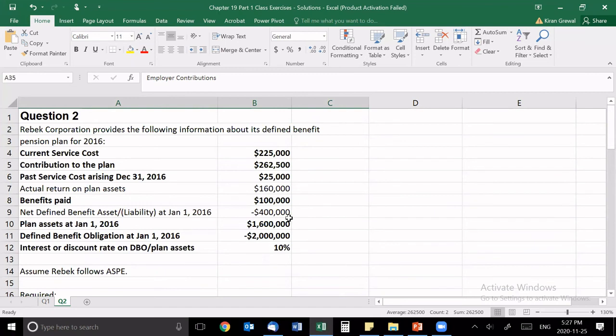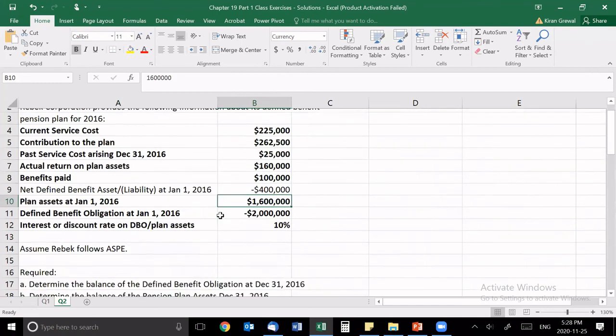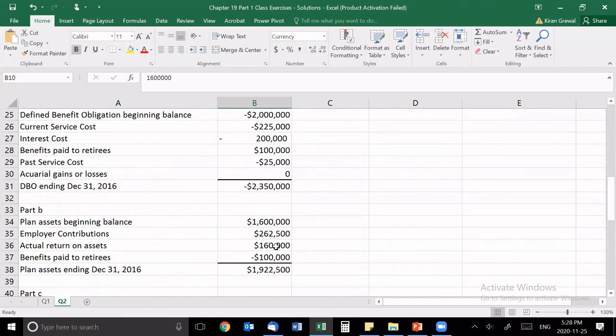Next one is your actual return. You're going to add your actual return on pension plan assets. They gave us a discount rate. We can take the 10%, multiply it by the opening balance of your plan assets, but they also gave us the actual return. So they did the calculation for us. We could just take that number, 160,000. If you didn't get this number, then you would just take the 10% multiplied by the opening balance of the plan assets. So that would still get us 160. Okay, so we have that.